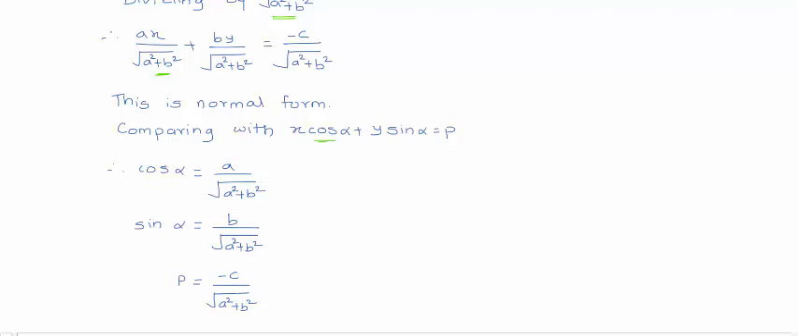Okay, students. Now, when we want to tally, we can easily tally from these two that cos square alpha plus sin square alpha always becomes 1. Okay, and hence we have to divide by under root a square plus b square. Now, here p value is minus c upon root of a square plus b square. But while solving the problems, we have to remember that p must be positive as it is distance of line from origin.